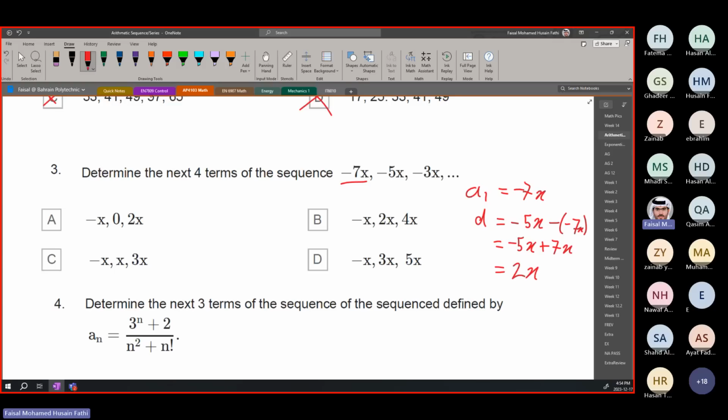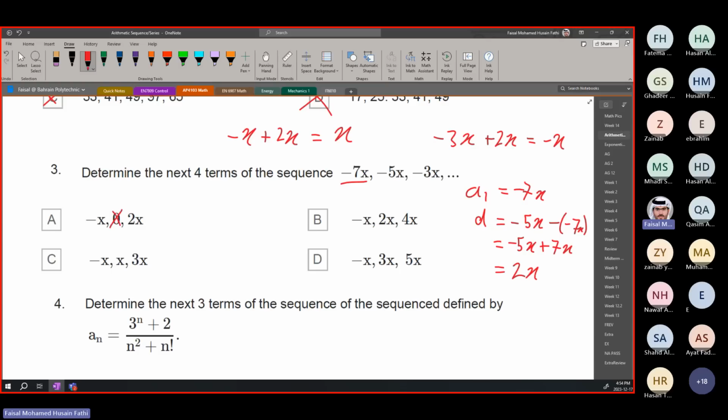So simply, after minus 3x, what should come? It should be minus 3x plus 2x, so that's going to be equal to minus x. So we know the next term is minus x. What will be the term after minus x? We add 2x again and see. Minus x plus 2x is just simply x.